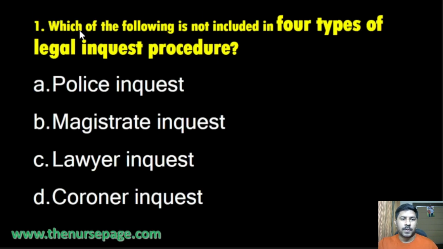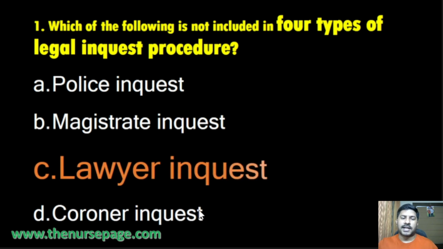First question, which of the following is not included in the four types of legal inquest procedure? Police inquest, magistrate inquest, lawyer inquest, coroner inquest. Correct answer is option C, that is lawyer inquest. The legal inquest includes four types: police inquest, magistrate inquest, coroner inquest and medical practitioner inquest. These are the four types of legal inquest.